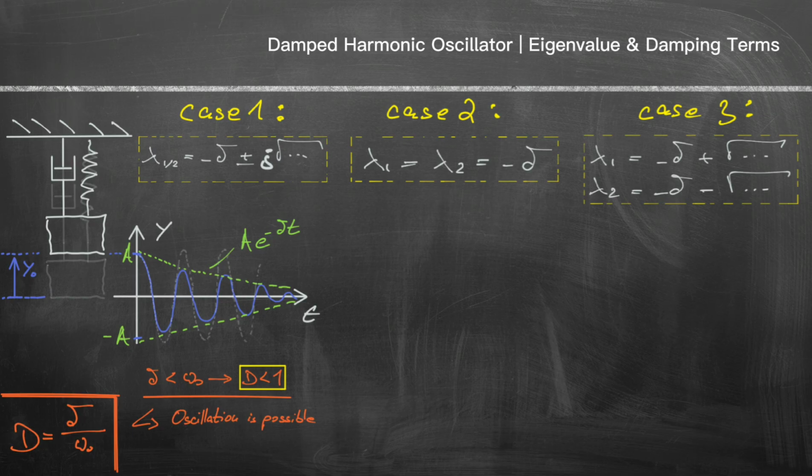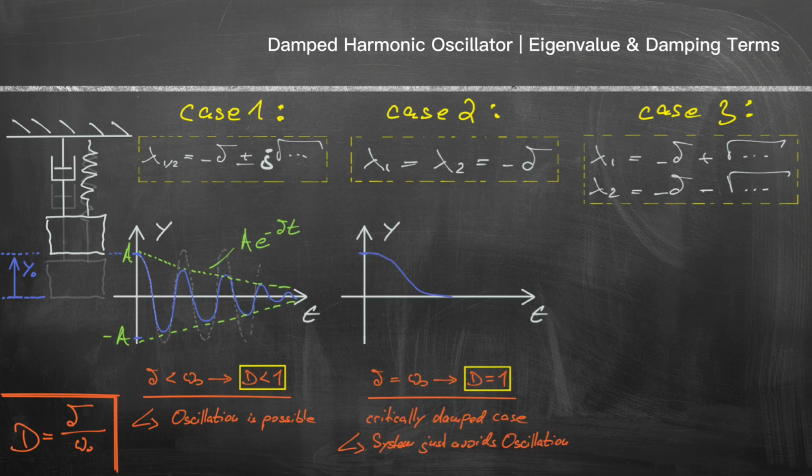In case 2, we have the double real eigenvalue, where delta is equal to omega 0. Here, the modal damping D is equal to 1. This is the critically damped case, where the system just does not oscillate. The initial displacement returns to the equilibrium position as quickly as possible, but without overshooting. This case leads to the fastest return to the unloaded equilibrium state.